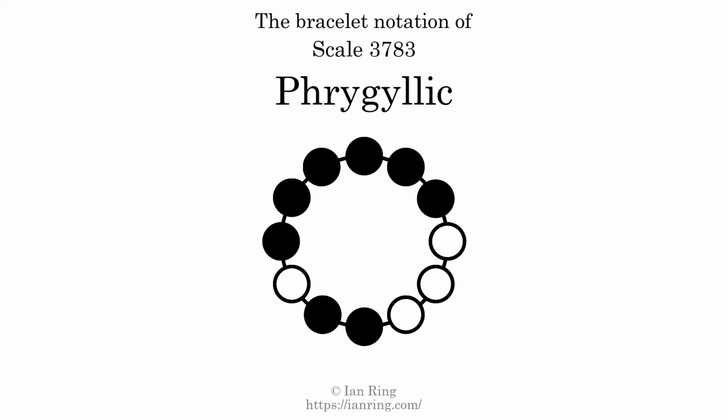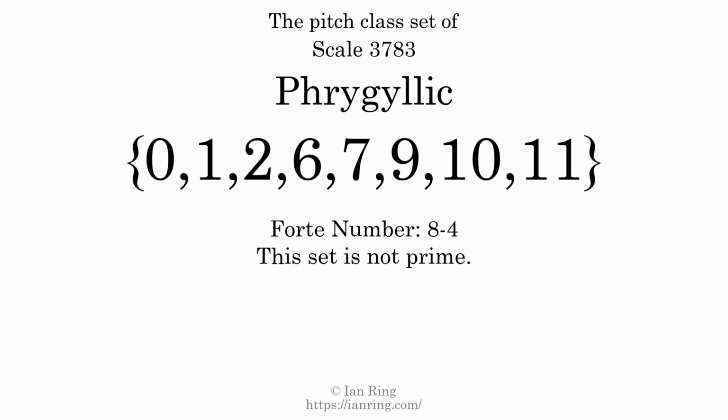This is a bracelet notation diagram of scale 3783. The shaded circles represent tones that appear in the scale, and they are read clockwise, starting at the top. The pitch class set for this scale is 0, 1, 2, 6, 7, 9, 10, 11. The Forte class is 8-4. This set is not prime.